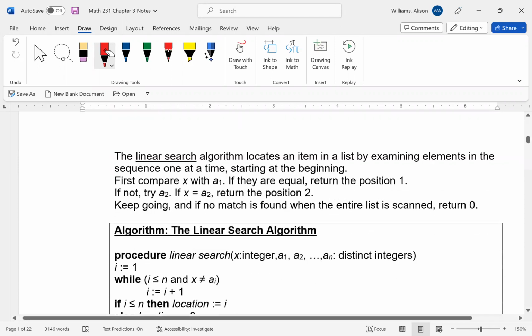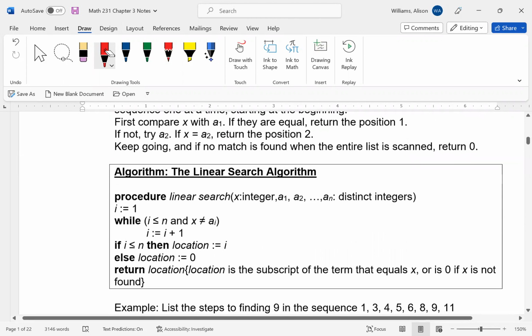Okay, here is the algorithm written out. We are working with X being an integer. We're working with a sequence of numbers, a sub 1 through a sub n, and they are distinct integers. And then we have defined I to start with 1. Now, while I is less than or equal to n, and X is not a sub I, we return the next number in the sequence.